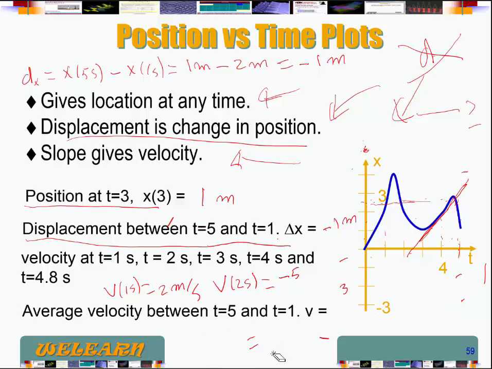Now the next question is asking us to find the average velocity between t equal 5 seconds and t equal 1. Remember, the average velocity is displacement over time. The displacement, we calculated it here. So it's minus 1 meter over the time, 5 minus 1, that's 4 seconds. So it's minus 1/4 meter per second.